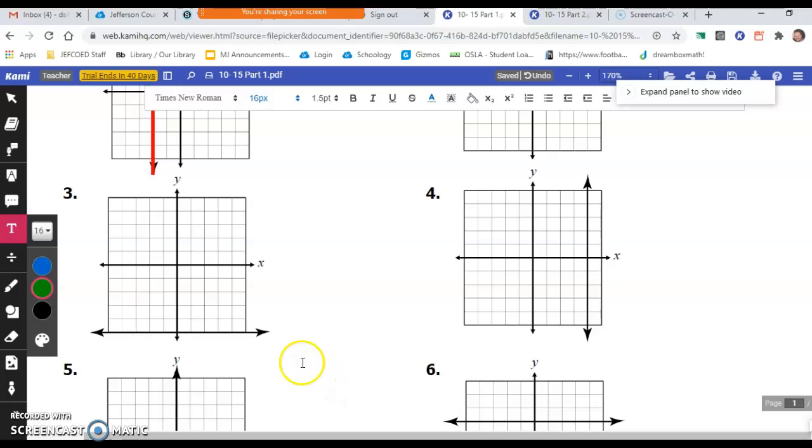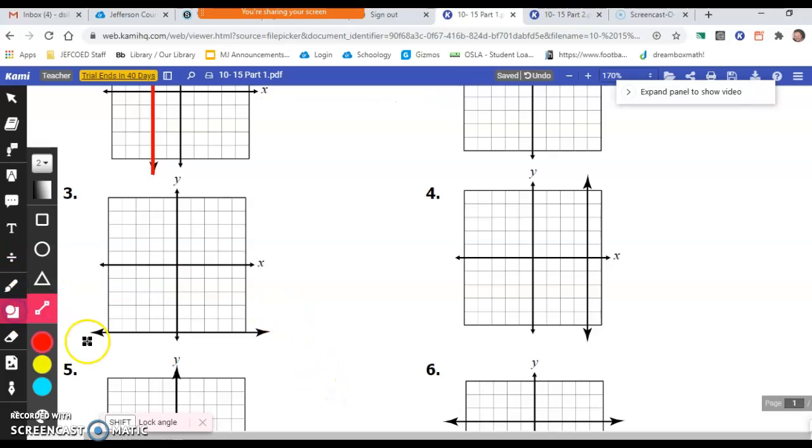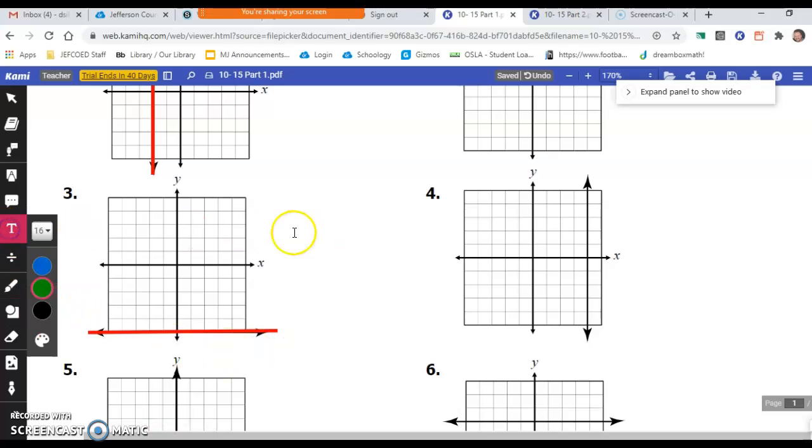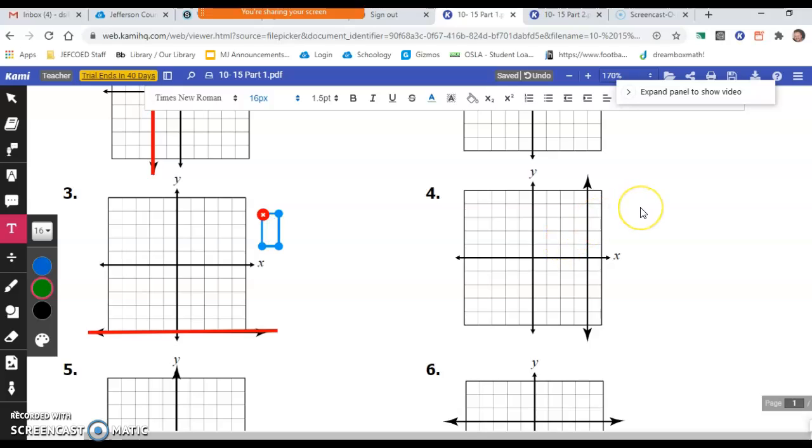All right, let's look at number 3. Don't get confused, but we're looking at this line all the way down here. Is that horizontal or vertical? Horizontal. Does it cross the x or y axis? Crosses the y. And where does it cross the y at? -5. Are we good so far? Good. Let's look at 4.